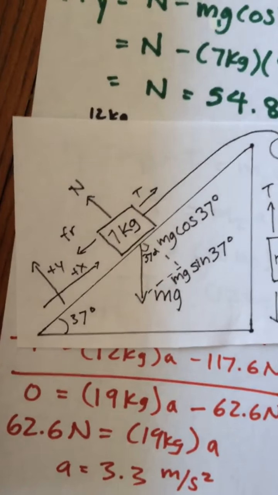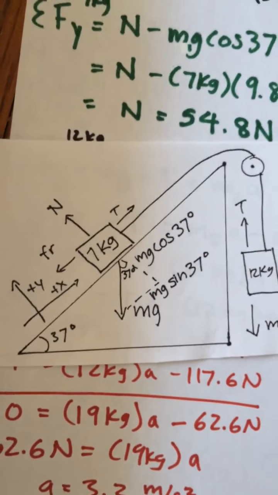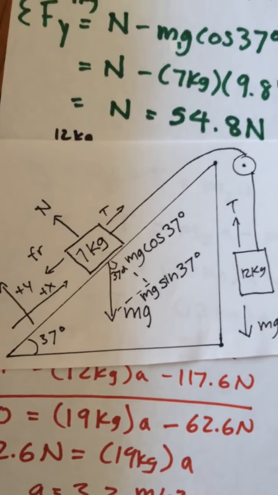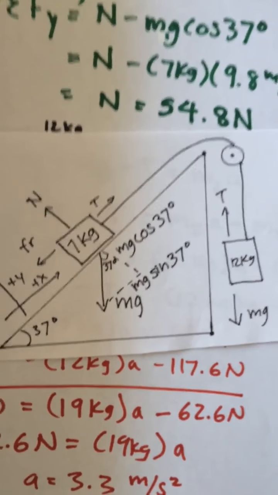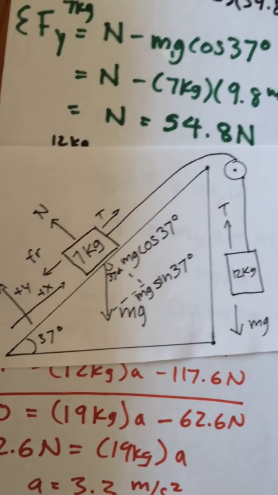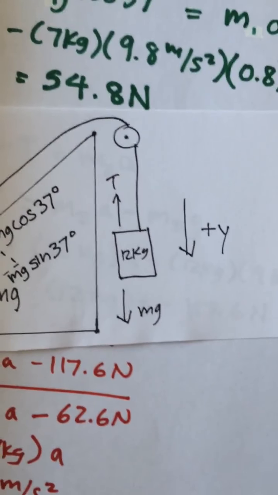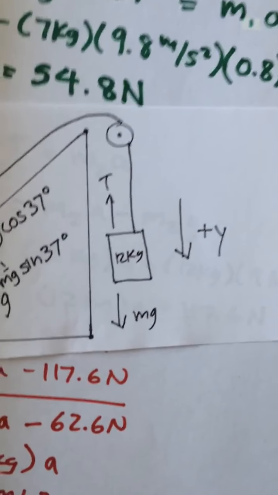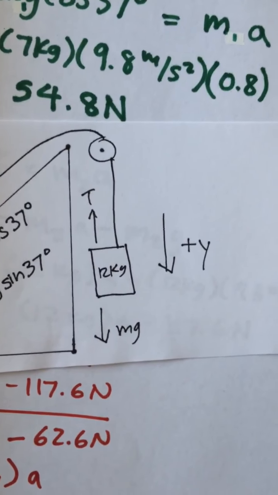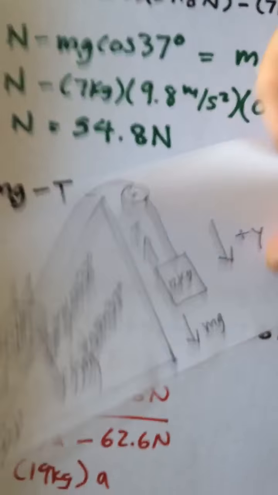I also labeled the normal force, which is upwards directly from the object, and tension, which is caused by the pulley, and friction, which is opposing that tension. I also labeled the forces on my 7 kilogram object with the weight directly downwards and tension directly upwards. You may also notice that the positive y is in the downward direction.